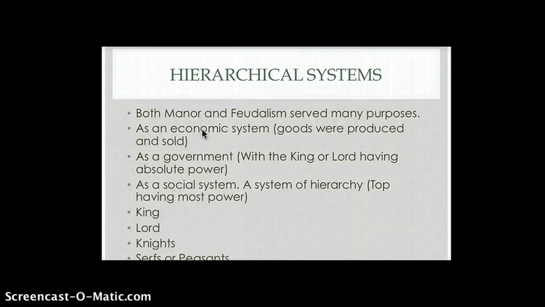Both manor and feudalism served many purposes. As an economic system, goods were produced and sold. As a government, with a king or lord having absolute power. As a social system, a system of hierarchy, with the top having the most power. At the top there's a king, then the lords, knights, serfs, and peasants.